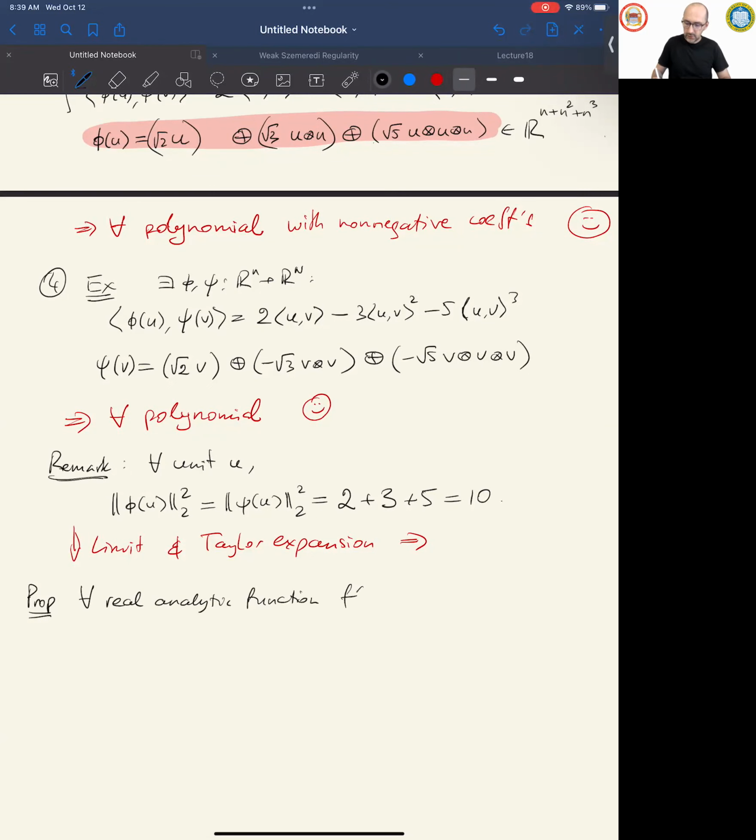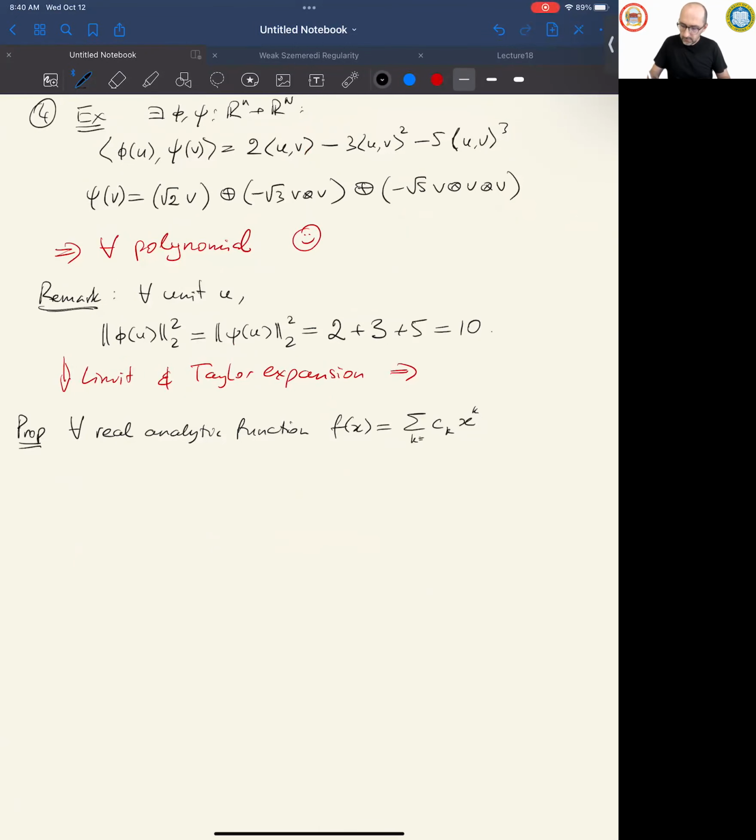Any real analytic function, f of x, which means that the function of this form, we can build two maps, embed this picture in a higher dimensional space in order to realize this nonlinearity uv, like this, for any u and v.